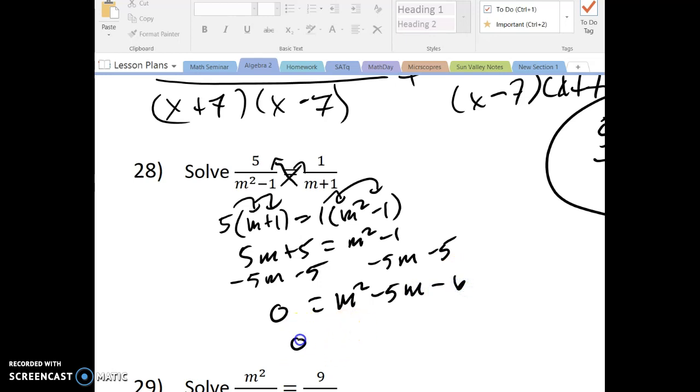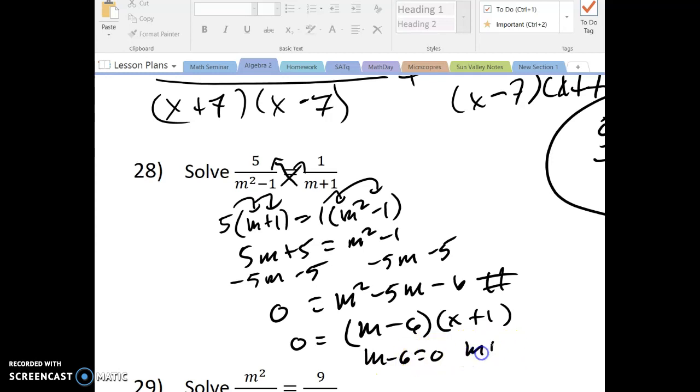Now we're going to tic-tac-toe. So we tic-tac-toe or factor it. So we get m minus 6, m plus 1. So then our solutions are going to be m minus 6 is equal to 0, m plus 1 is equal to 0. So when we solve, we get 6, and we get negative 1.